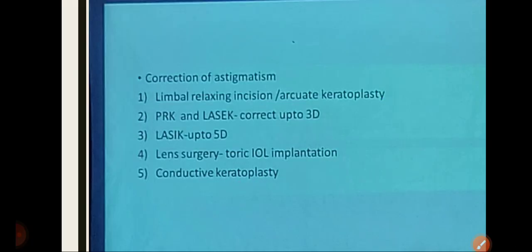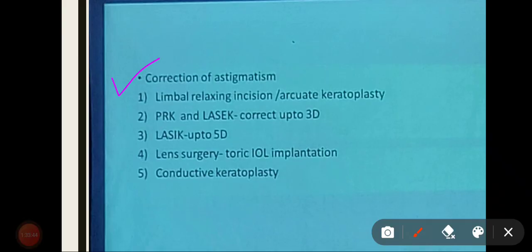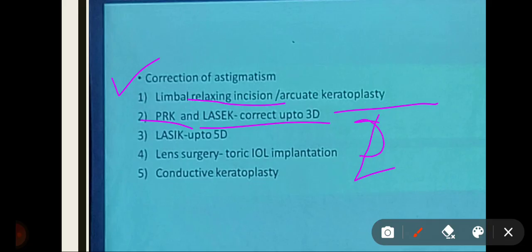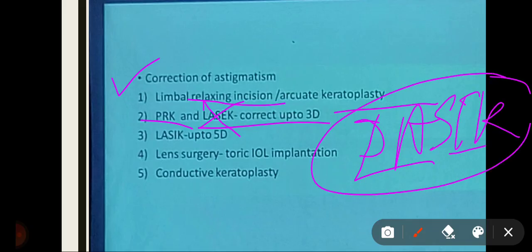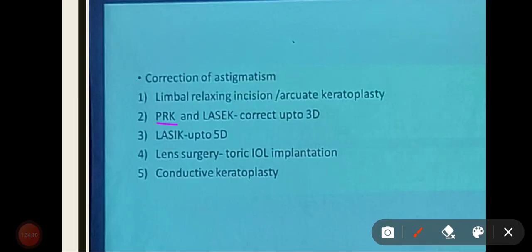The correction of astigmatism: to correct astigmatism, we use limbal relaxation incision or arcuate keratotomy. PRK and LASIK correct up to +3 diopter, and LASIK up to +5 diopter. Sorry, I was wrong. PRK and LASIK correct up to +3 diopters, and LASIK up to +5 diopters.